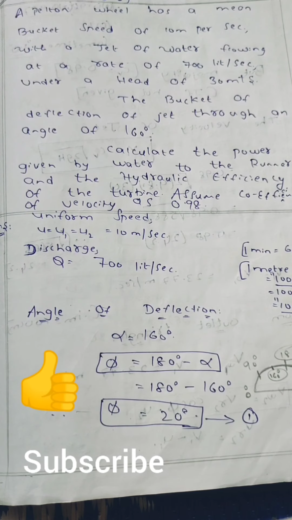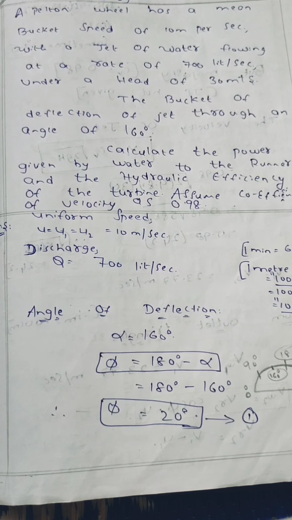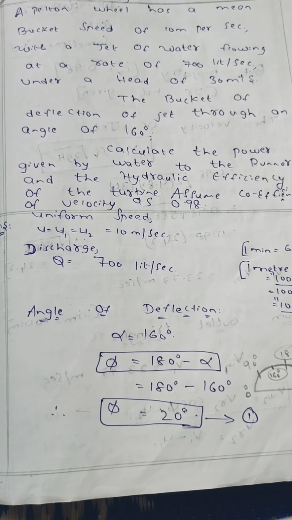A Pelton wheel has a mean bucket speed of 10 meters per second with a jet of water flowing at a rate of 700 liters per second under a head of 30 meters. The bucket deflects the jet through an angle of 160 degrees. Calculate the power given by water to the turbine and the hydraulic efficiency of the turbine.